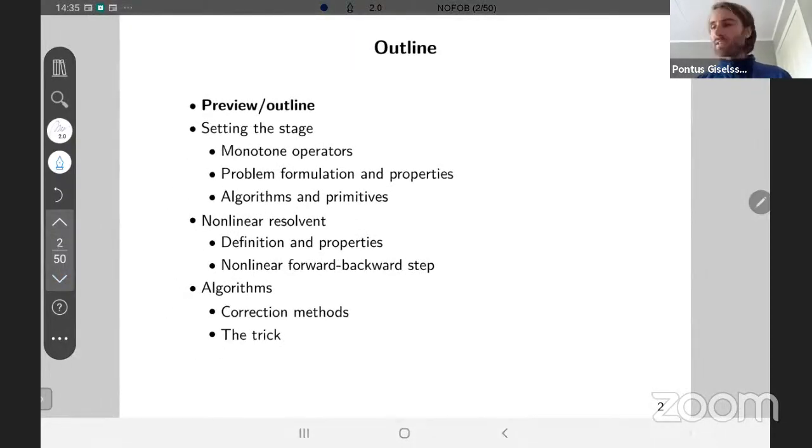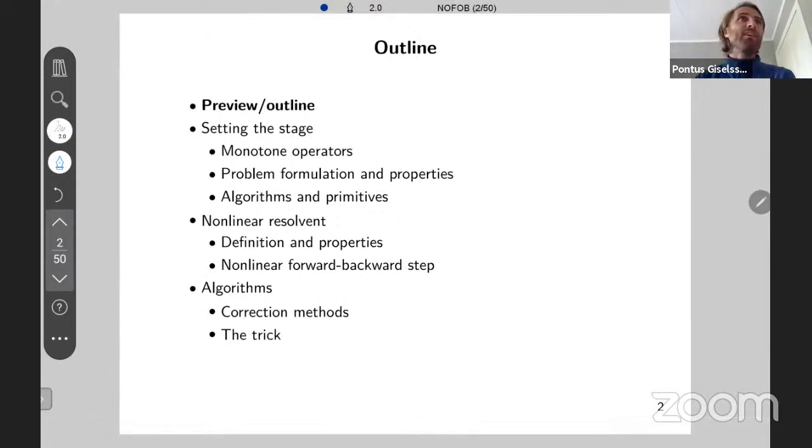So the outline of today is roughly as follows. I will start with a preview of what to expect in high-level terms of this talk. And then I will set the stage by talking about some background material that we need to understand the later parts of this talk. Essentially, I need to introduce something called monotone operators.